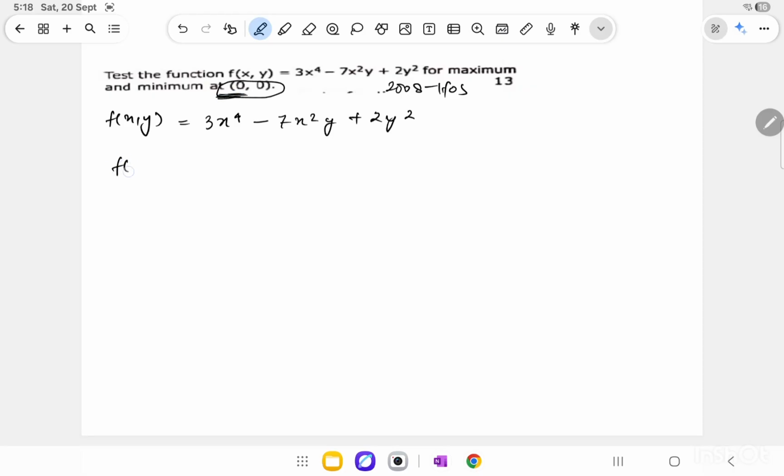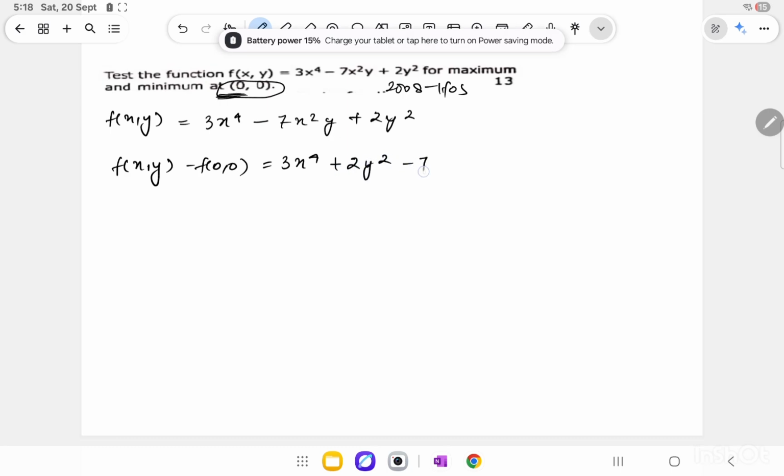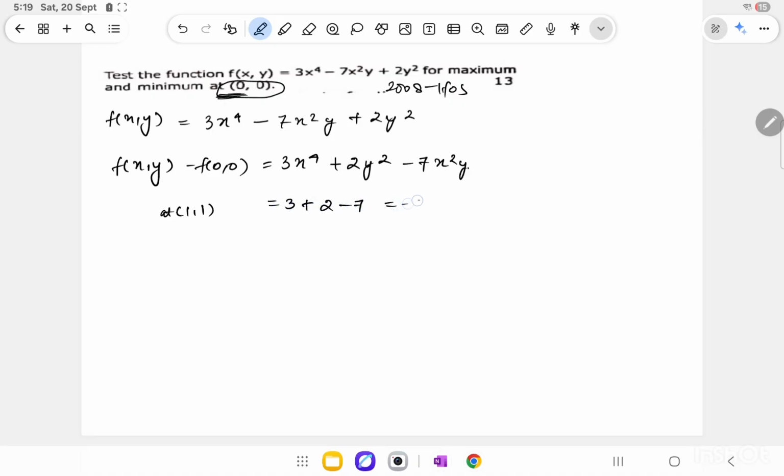So if you calculate f(x, y) minus f(0, 0), this thing will be 3x raised 4 plus 2y square minus 7x square y. Now, if you check in and around the neighborhood points of 0, 0, let's see at 1, 1. So this term will be basically 3 plus 2 minus 7, that is negative 2, which is less than 0. But if you check its value at minus 1, 1, its value will be 3 plus 2 plus 7, that is 12, which is greater than 0.